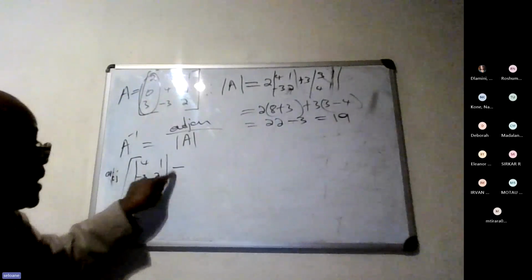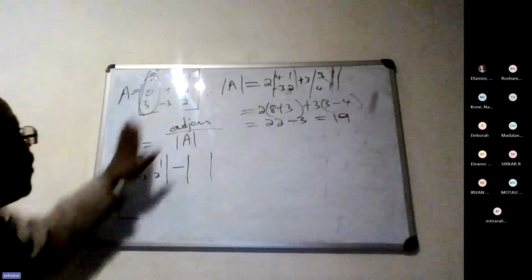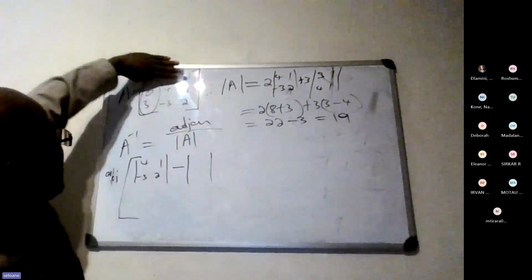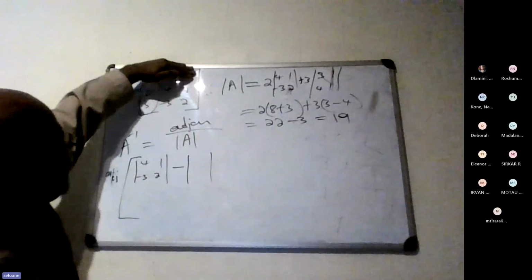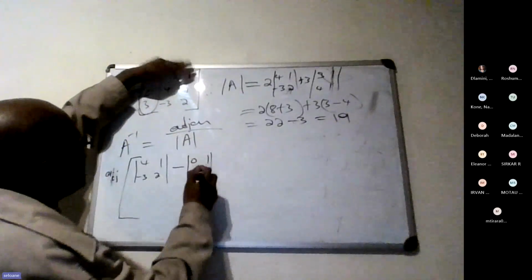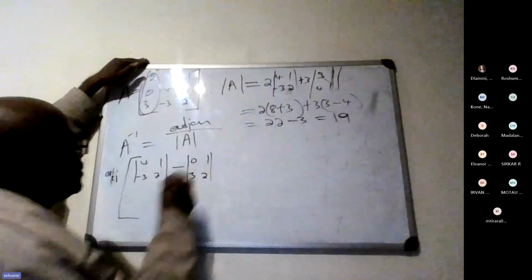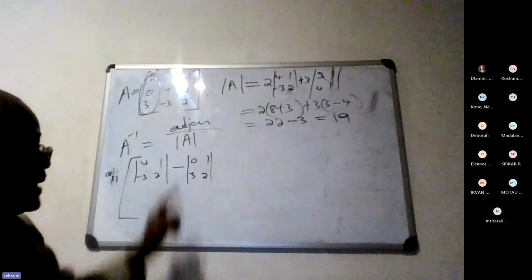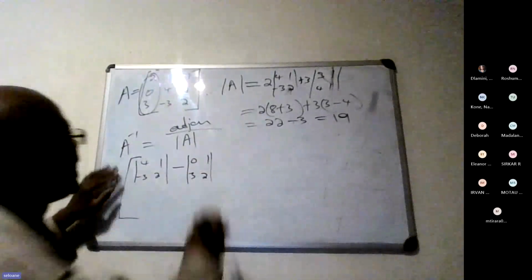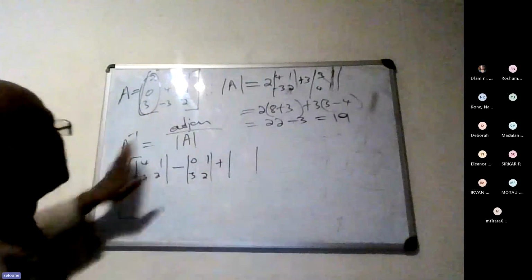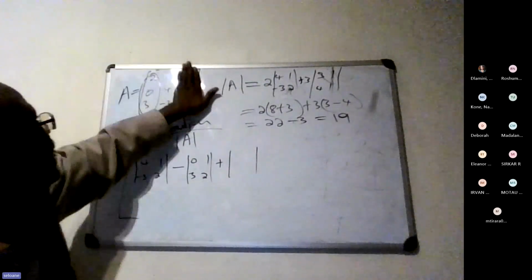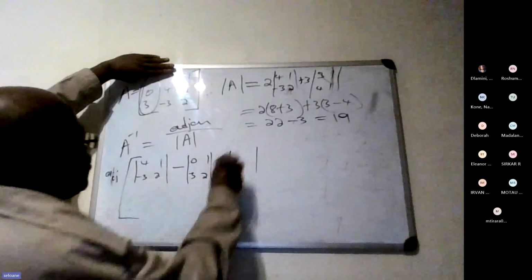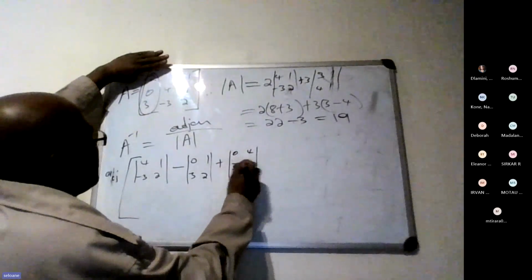What about the entry of the second row? You say minus what now? Now you cover this, and you cover this. When you cover this, what will be left is 0, 1 here, 3 here, and 2. This is the second entry in the first row. Now from there, plus what? You do the same. You cover this, because now we want something corresponding to this. You cover this. Then it will be 0, 4, 3, minus 3.